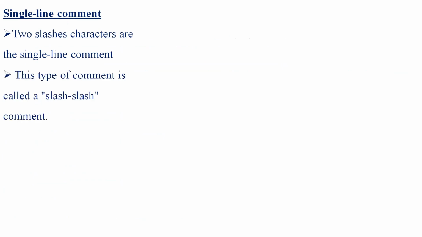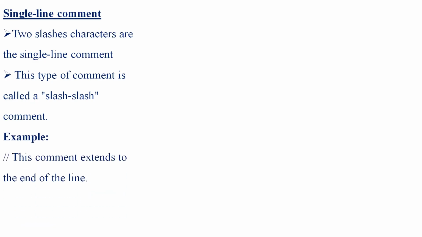Firstly, we have single line comments. Single line comments begin with a double slash. The comments which start with two slashes are called single line comments. Since it begins with two slashes, it is called a double slash comment. Here we have an example which starts with a double slash. It says that this comment extends to the end of a line.